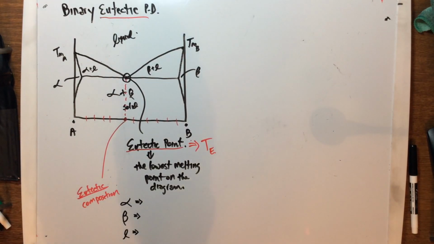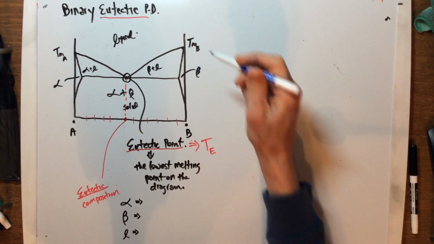Okay, we're going to continue our discussion here with binary eutectic phase diagrams. We didn't get finished earlier, so let's put up some points here that we know, of course.